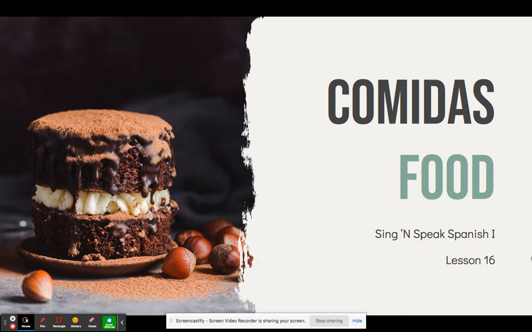So, today we're going to learn about food. First, we're going to go through our new vocabulary for food, and then we're going to practice saying me gusta o no me gusta. Okay, those are our two main learning targets for today: to learn our new food vocabulary and learn how to use I like or I don't like in Spanish. Here we go.